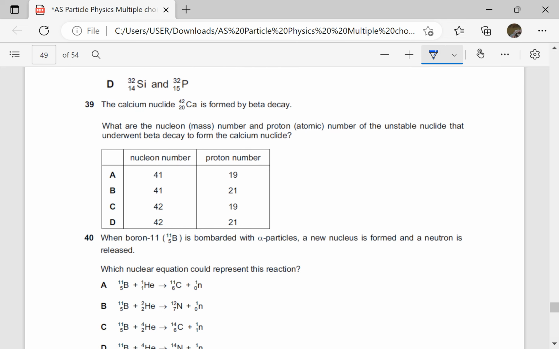The calcium nuclide is formed by beta decay. What are the nucleon number and proton number of the unstable nuclide that underwent beta decay to form calcium? So X is decaying to form calcium 42, 20. It is formed by beta decay, so this is beta 0, -1, because it is always beta minus. Nucleon number should remain 42, so these two are eliminated. Proton number: 20 minus 1 is 19, so this side should also be 19. The answer will be C.